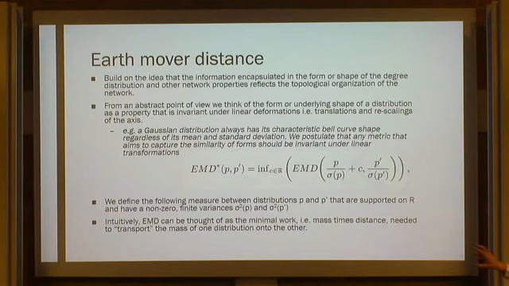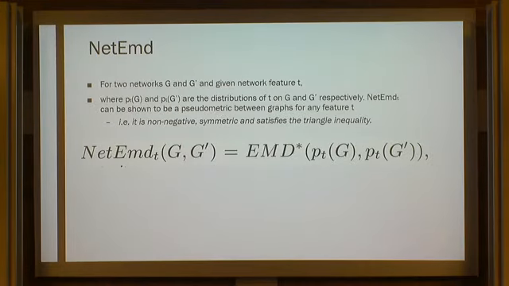And we're going to use this kind of EMD star where we're going to try and put the two distributions on top of one another to start with and scale them so they're the same. So you can think of a measure for two networks, G and G prime, and a given network feature T, which can have this Earth mover distance between them. And the nice thing about this is that it's symmetric and satisfies triangle inequality. So when I use the word distance, I mean distance, which very often is not true when we talk about measures of this type. And it's quite useful here.